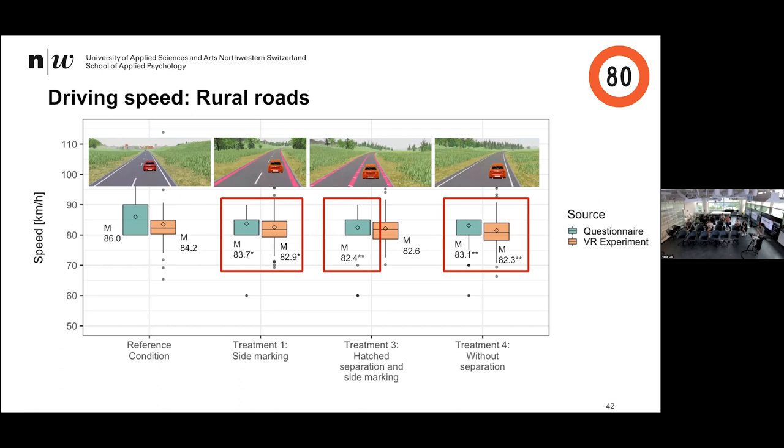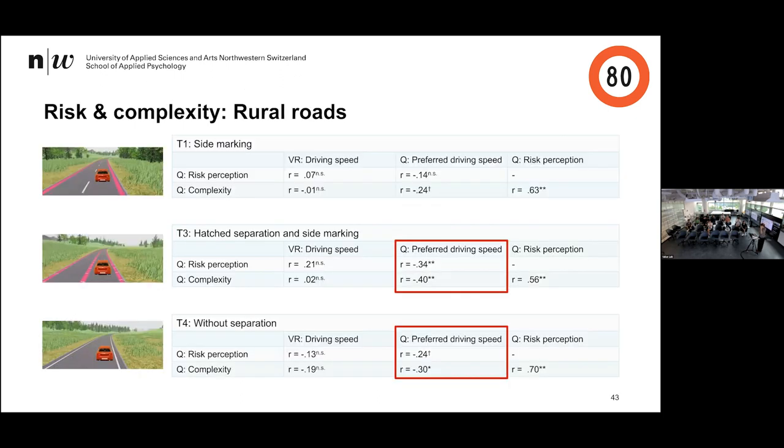This could be because the rural environment is less common overall, so we have a clearer impact on what's going on as compared to urban roads, which are rather common. And here we also have correlation between safety perceptions and complexity, although they're smaller as compared to the urban roads.